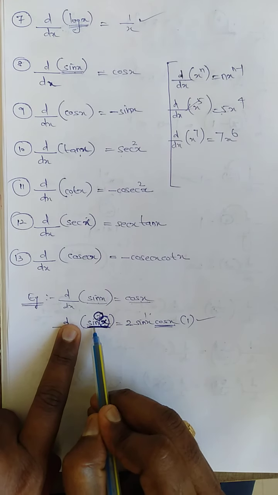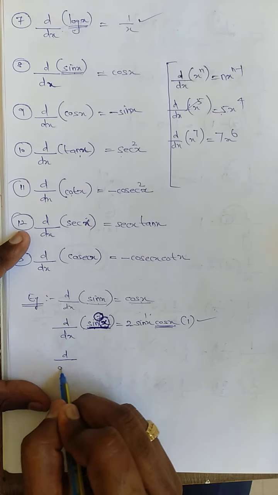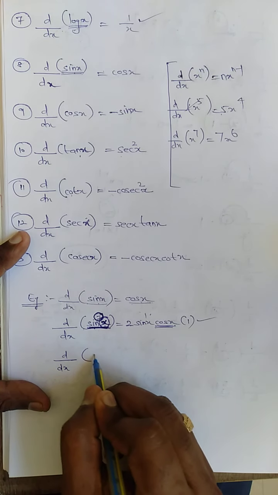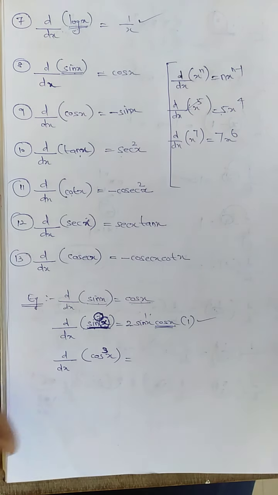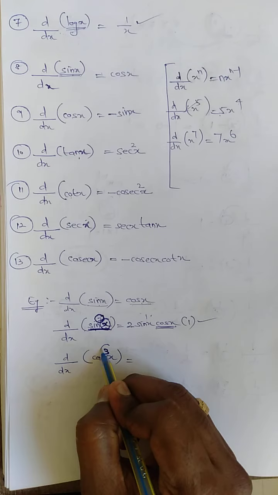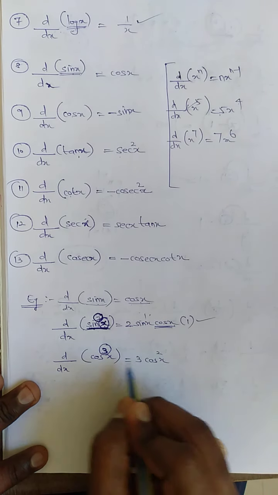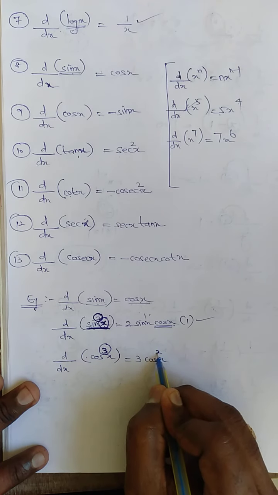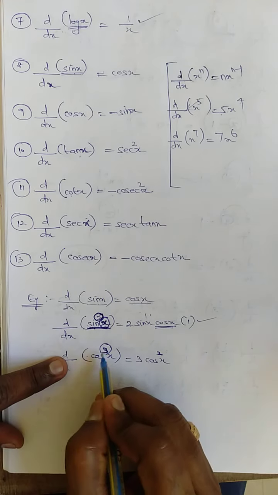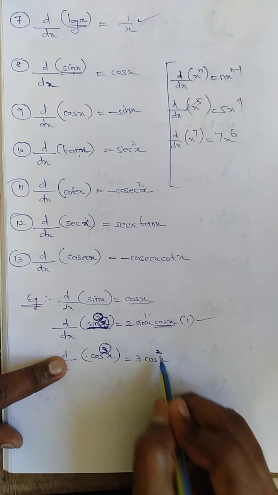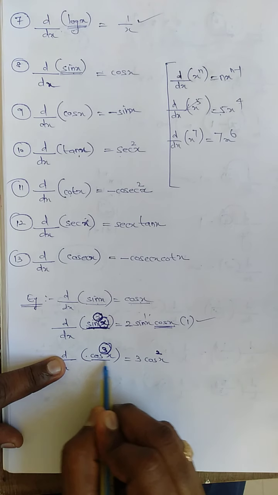First power, next sine, next x, like that, back to back. I will give you a few more examples. d by dx of cos cube x. Listen very carefully. First, what do I want to differentiate? First, differentiate the power. Bring down the power and reduce the power by 1: 3 cos square x. I have differentiated only the power. After differentiating the power, next differentiate cos.